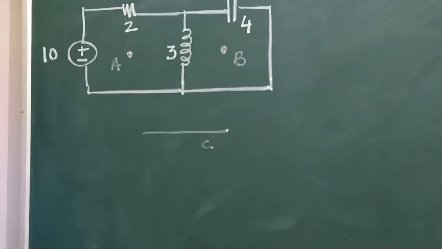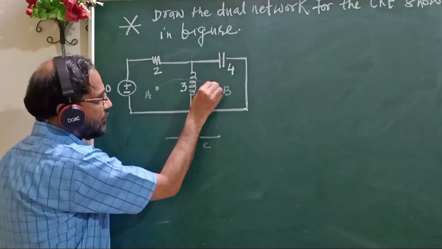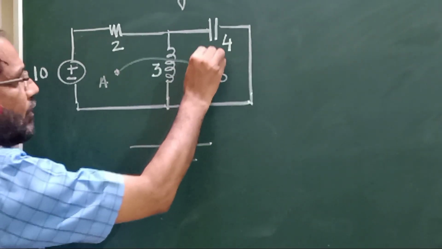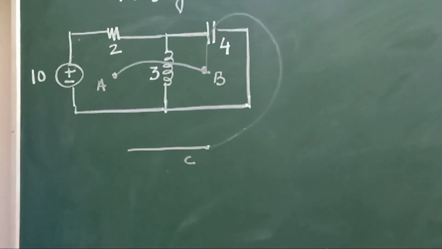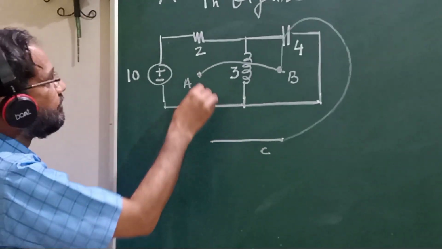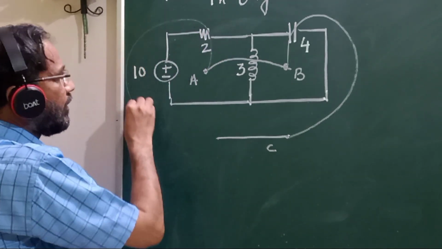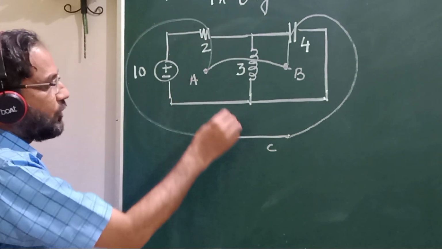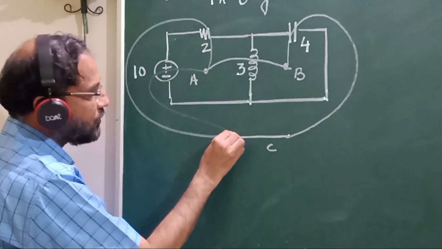Now I have to join A to B through an element. Now I am joining B to C through an element, which is a capacitor. Now I am joining A to C through an element, and that is a resistor. Now again I am joining A to C through a voltage source.